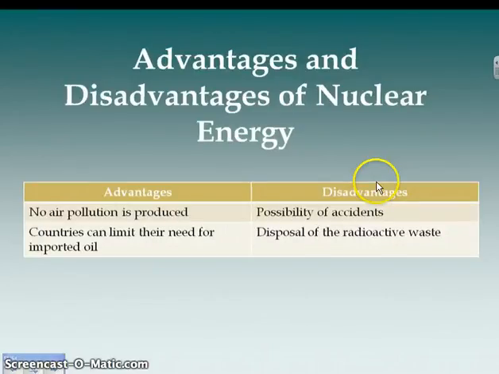We can also really limit our dependency on foreign oil. If we don't have to import as much foreign oil, if we can get our electricity and our transportation energy from another source, then that's great, and we don't have to get ourselves involved in wars halfway around the world. Disadvantages, though: the possibility of accidents and radioactive waste. We'll talk about both of these on the next slide.